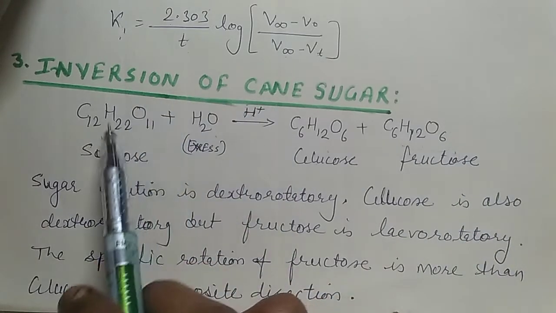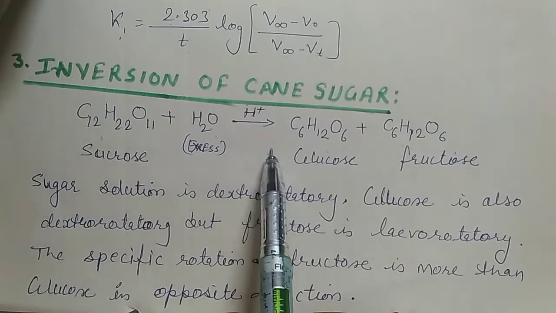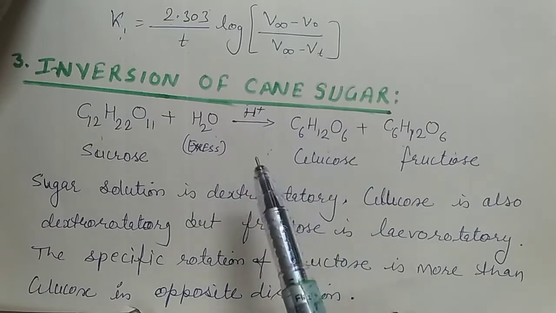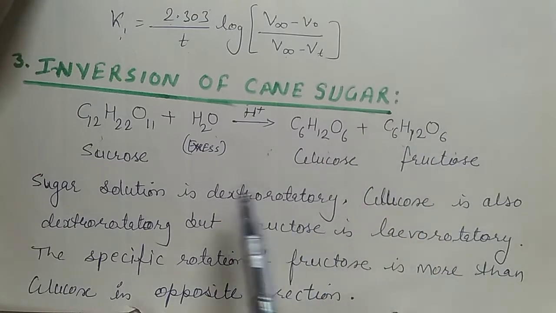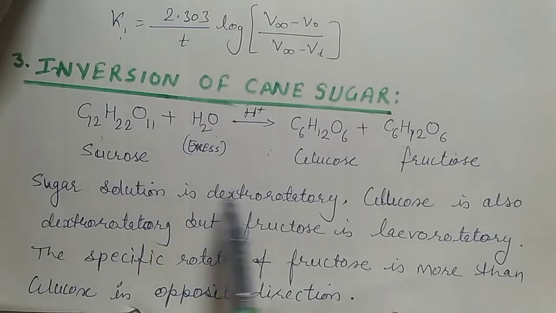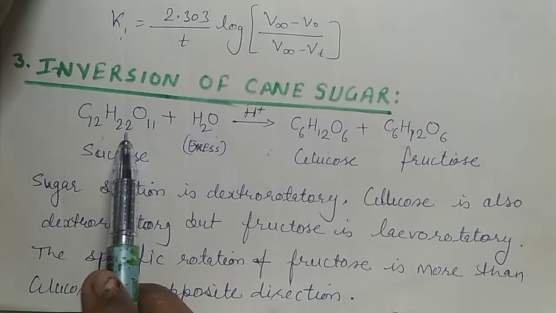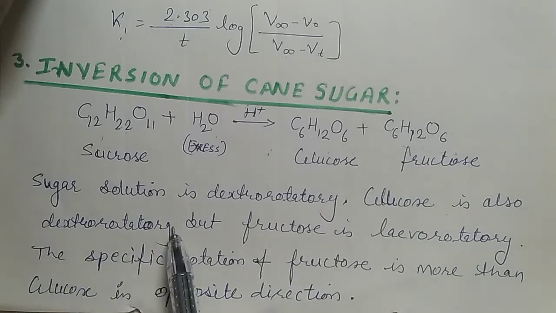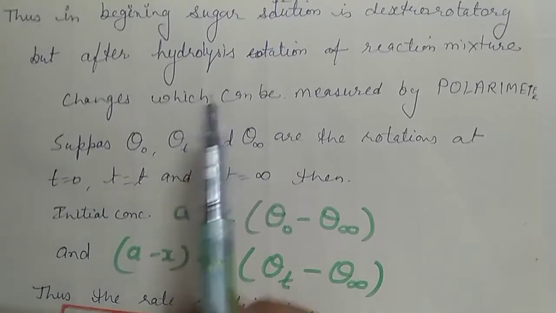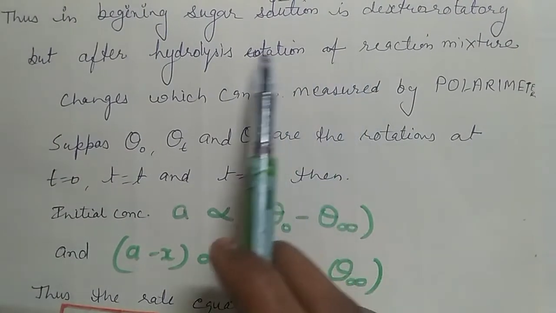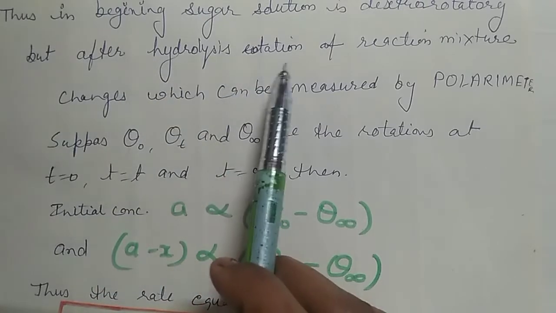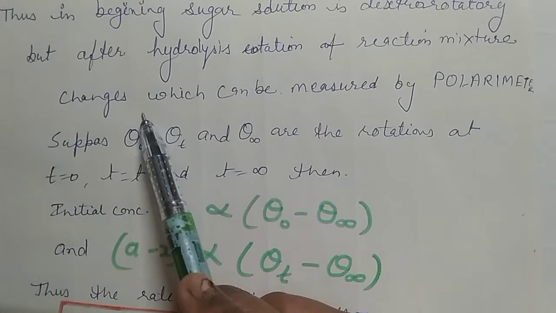Okay, so we can study the kinetics of this reaction by measuring the rotation angle of the reaction mixture. Sugar solution means sucrose solution, which is dextrorotatory. Glucose is also dextrorotatory, but fructose is levorotatory. The specific rotation of fructose is more than the glucose in the opposite direction. Thus, in the beginning, the sugar solution is dextrorotatory, but after hydrolysis, the rotation of the reaction mixture changes.